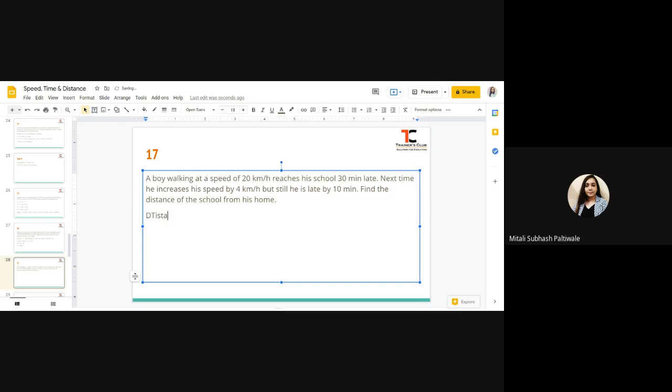Let's consider the distance as d only. For the time difference, in the previous question we added the times. But here we will do 30 minus 10, because he is still late even after increasing the speed. So this becomes 20 minutes, and converting this into hours, it becomes 20 by 60, which is nothing but 1 by 3 hours.